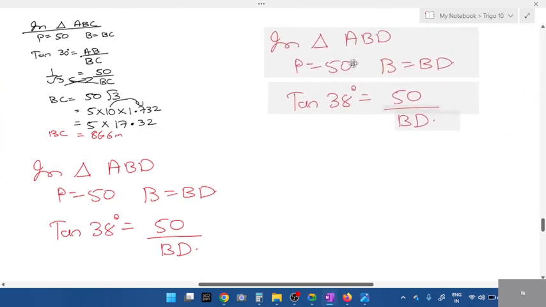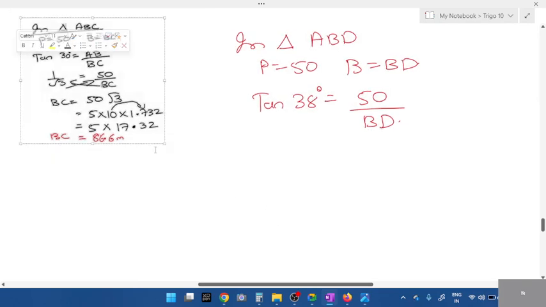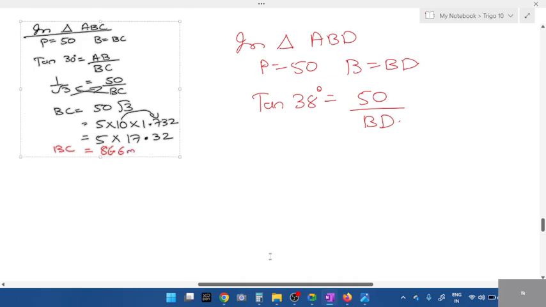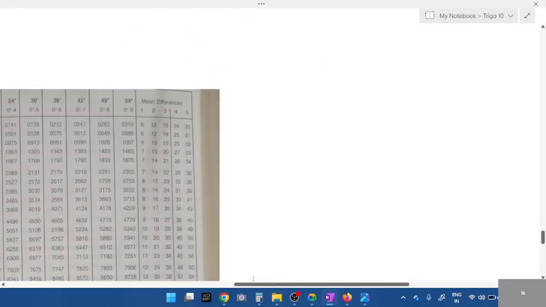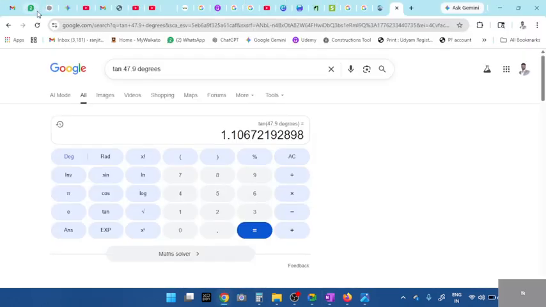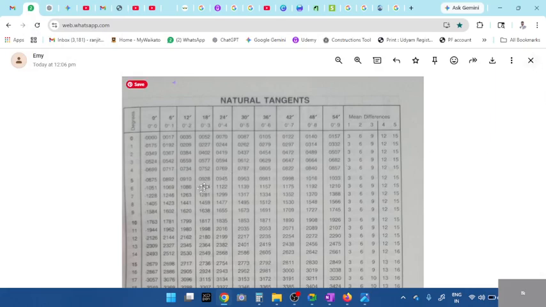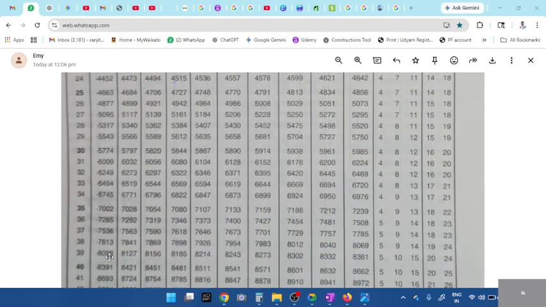Okay. Usually, how will you all solve? There is a separate concept for this. If teachers explain, you all will be able to understand. If not, it is very tough to calculate. Tell me, how will you all solve this? What is tan 38? From the table, what is tan 38, students? All of you will check tan 38. What's the answer?